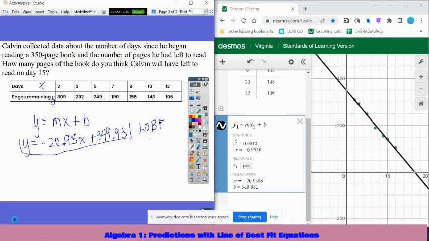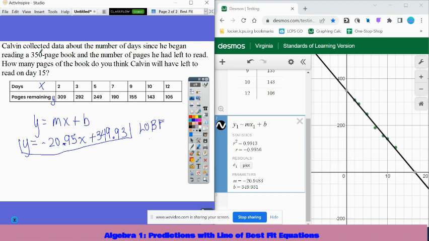So think about this M value, my slope, this negative 20.95. That slope says that we're dropping about 20 to 21 pages each day, right? That's my rate of change, the slope. And then my B value is the y-intercept. So what does that y-intercept mean here? That's talking about day 0. So at day 0, how many pages are left to read? Well, it was a 350-page book. So does it make sense that at day 0, at that y-intercept, we'd be at 349.93? Yeah, that's a really good prediction. My y-intercept lines up almost exactly with how many pages I knew were in the book for that correlation.